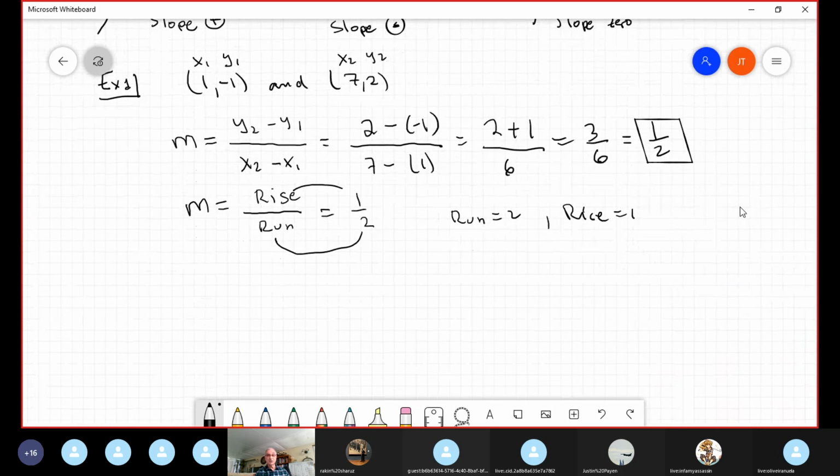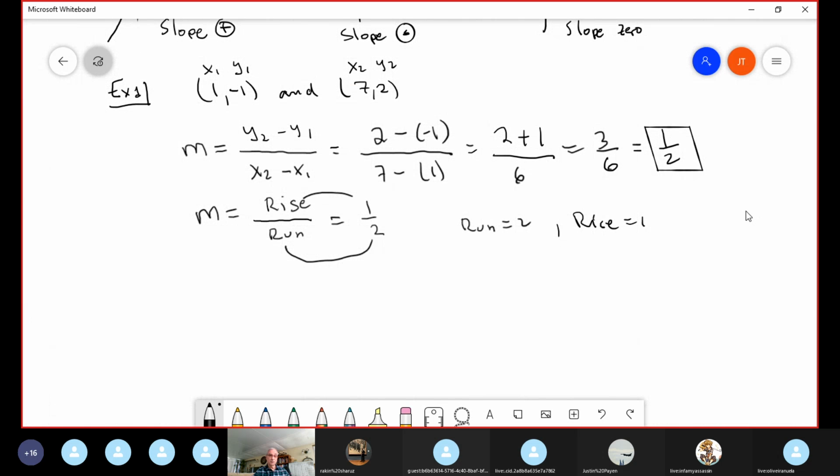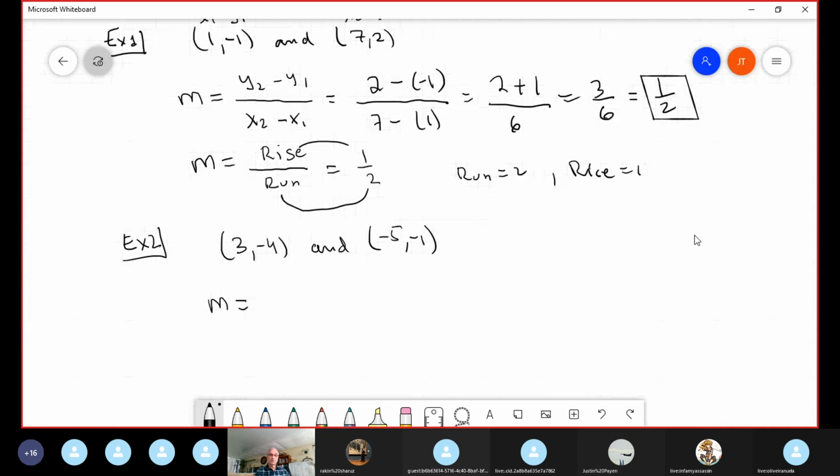But okay, let's continue working with the slope of the line. Compute the slope. Example 2. Suppose 2 points are given, 3, -4 and -5, -1. Compute the slope. What is the formula? The formula is y2 minus y1 over x2 minus x1. This is x1, y1. This is x2, y2. It doesn't matter what you call 1 and 2.